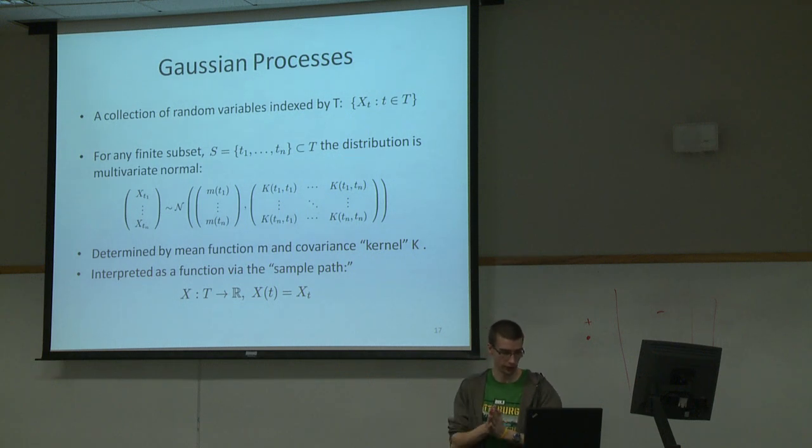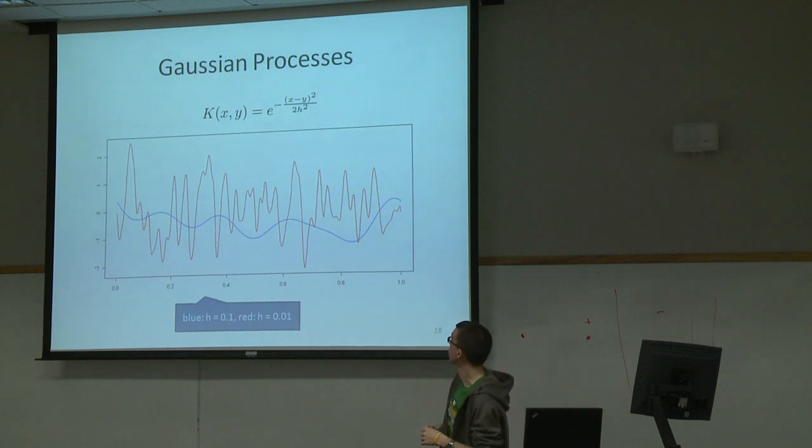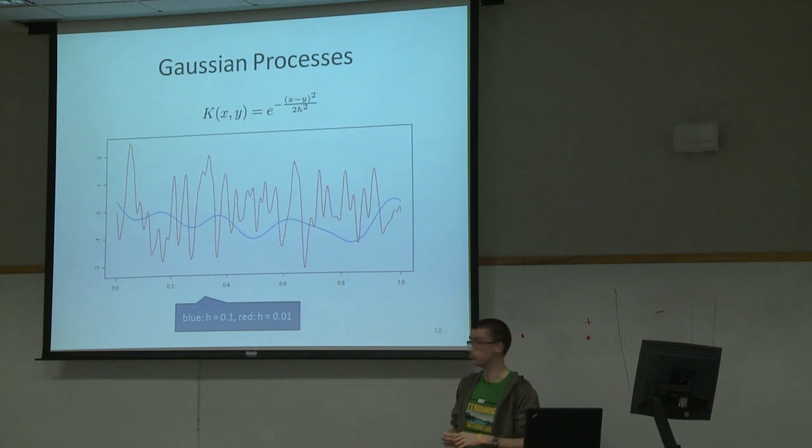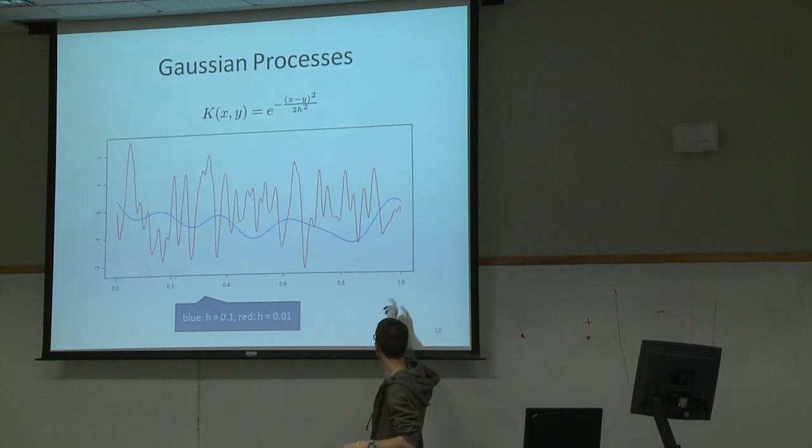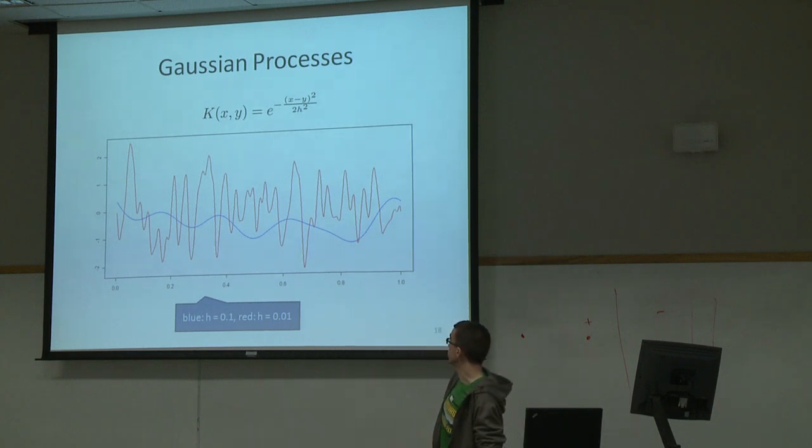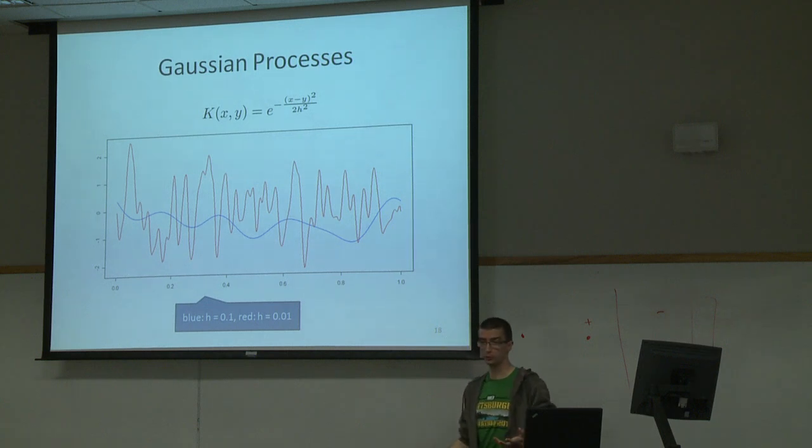And as I said, these things can be interpreted as functions. So I have some examples here. This is a mean zero Gaussian process on the interval between zero and one, and I have two different Gaussian processes superimposed, two different draws from a Gaussian process.